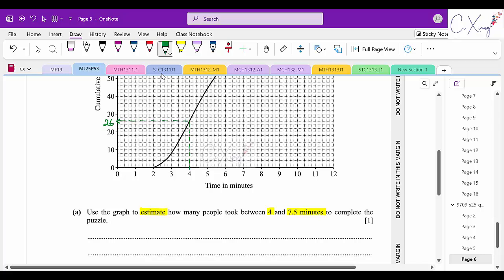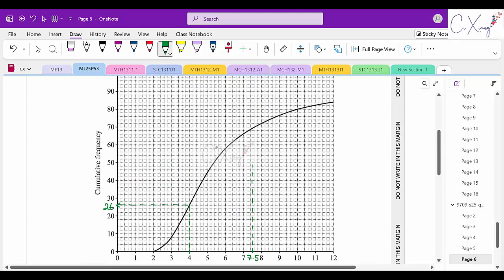Then next, I need to estimate the value from 7.5. So from the diagram, this is 7.5. Try to draw a line going up to touch the curve also. In this case, I would strongly suggest you use a ruler. Then draw the line up from 7.5, then reflect it to the left to read the value on the y-axis. If you read this particular value from the diagram, it should be around 69.